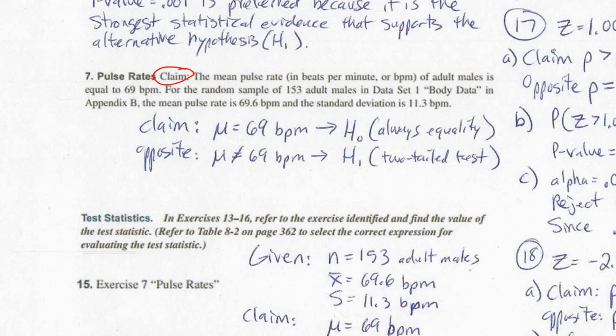Now that indicates whatever's coming out. Next is what you're going to write down. Okay, so I have that here. That's the claim, that it's equal to 69, the mean pulse rate for adult males. And so the opposite is going to be not equal to. All right. Now, in the rest of this review, anytime you have equality, that's going to be the null hypothesis, H0.